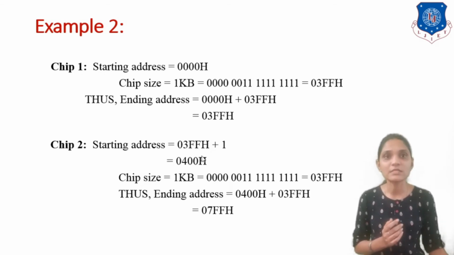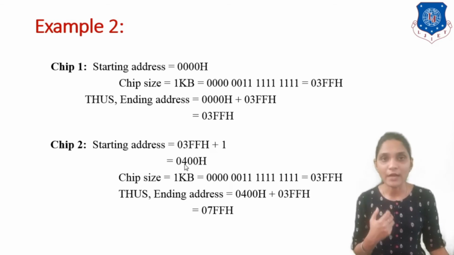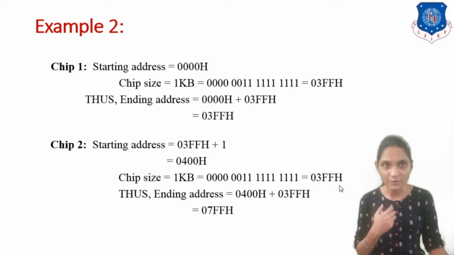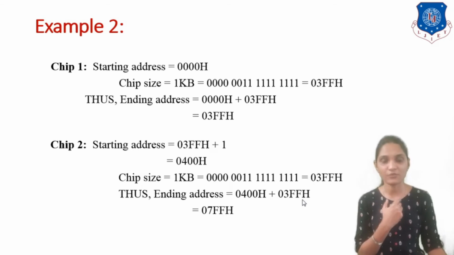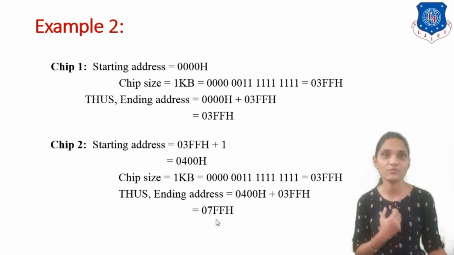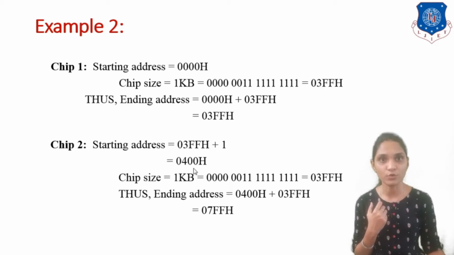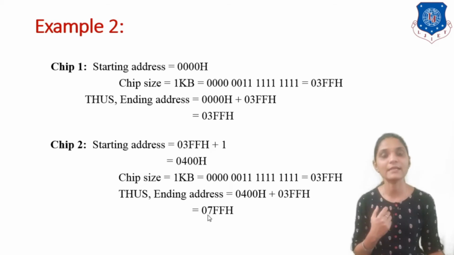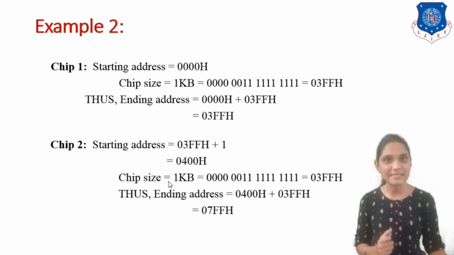So this is the starting address for the second EEPROM chip, and for the ending address we have to add the size of that chip, 03FF hex. So the ending address is 0400 hex plus 03FF hex, which is 07FF hex. For my second chip, the starting address is 0400 hex and the ending address is 07FF hex. So this is my first chip, and this is my second chip.